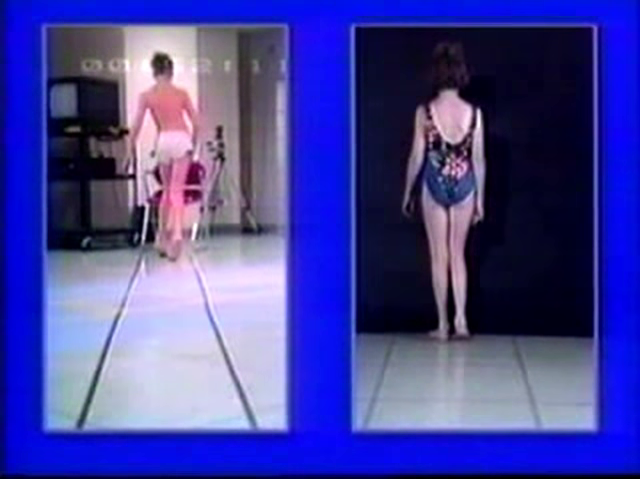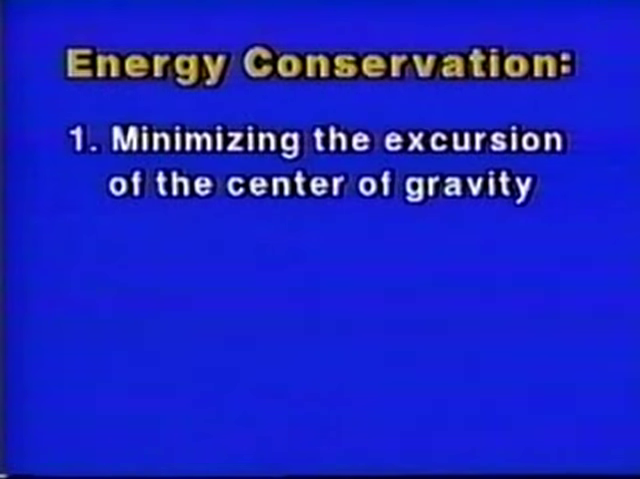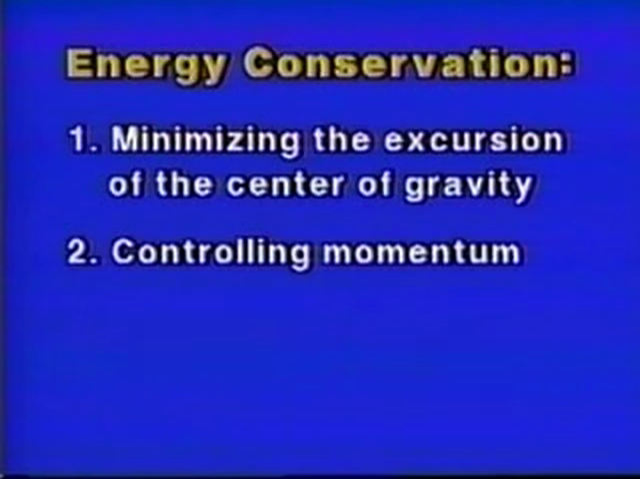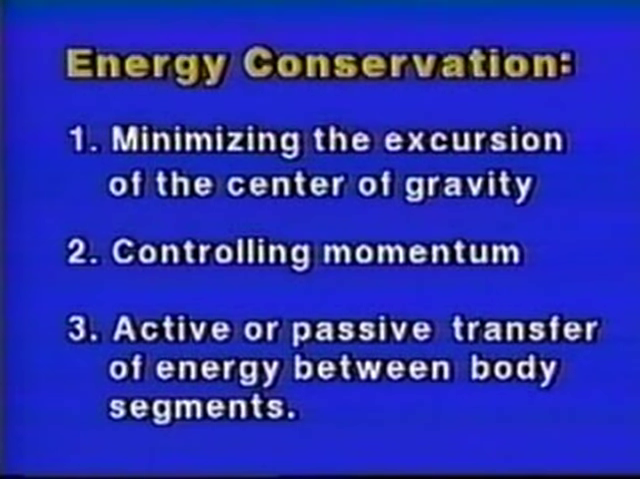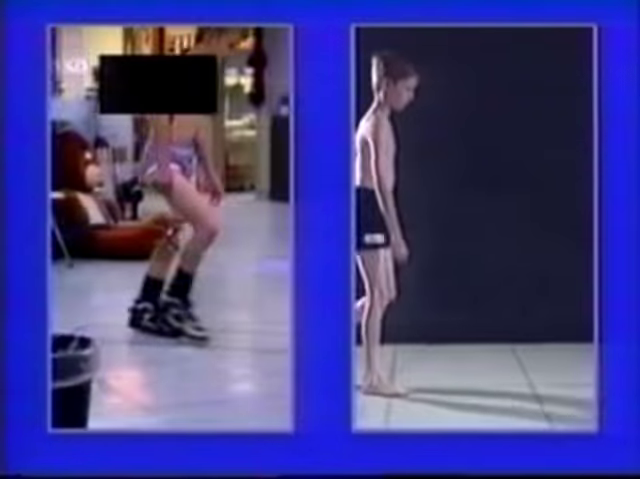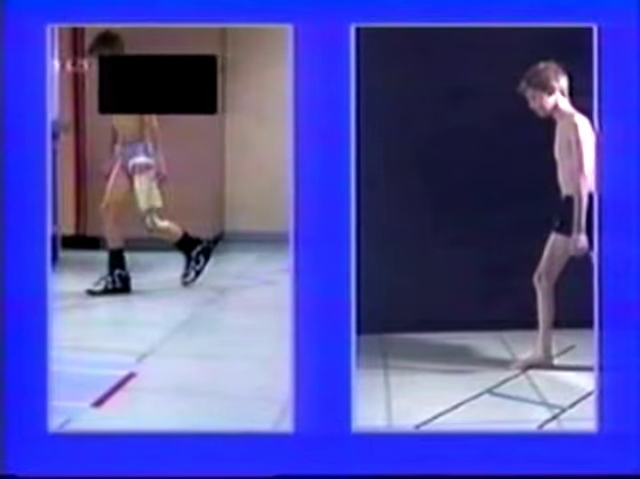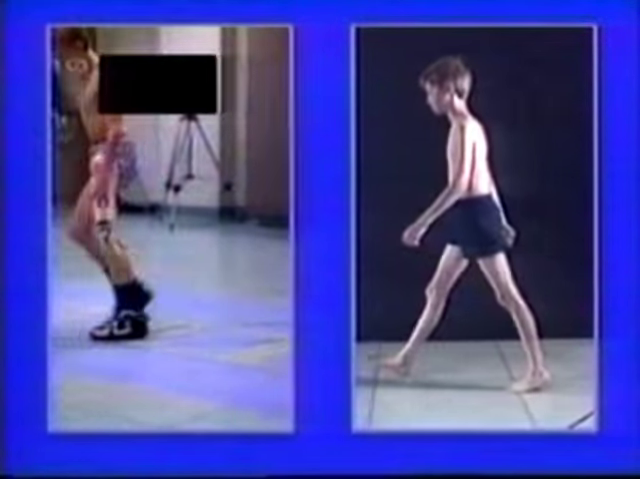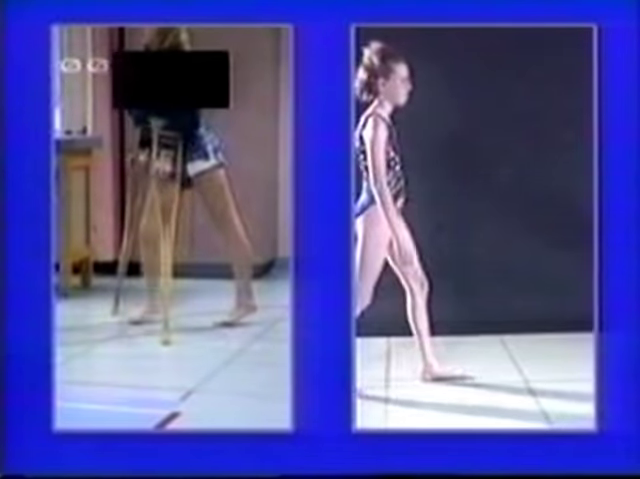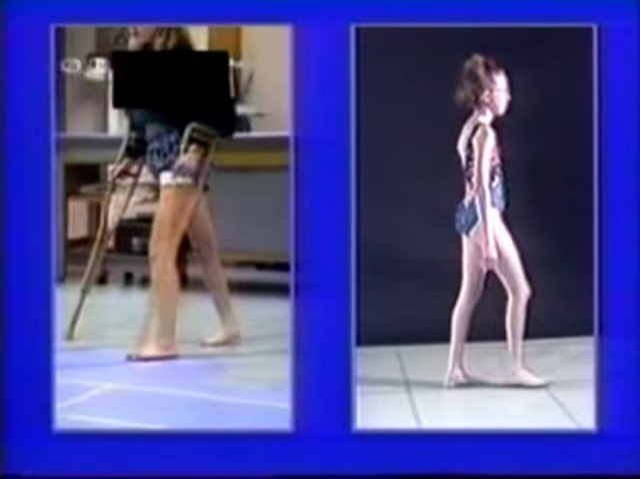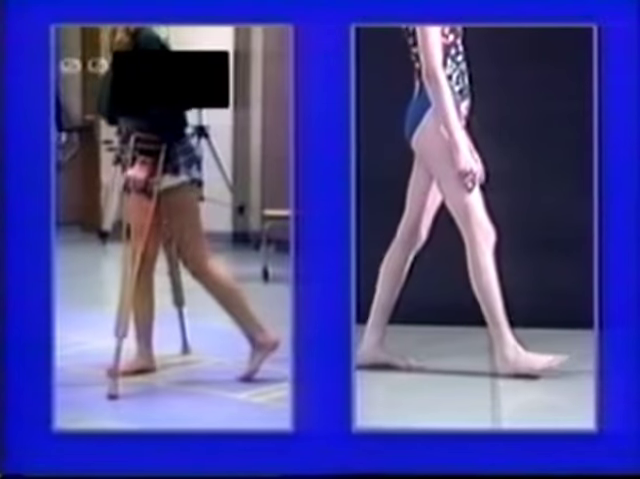3 important mechanisms by which the body conserves energy are: 1. Minimizing the excursion of the center of gravity. 2. Controlling momentum. 3. Active or passive transfer of energy between body segments. Minimizing the excursion of the center of gravity occurs by the 3 pelvic rotations and coordinated knee and ankle motion. Control of forward momentum occurs by eccentric contraction of the soleus during mid-stance.